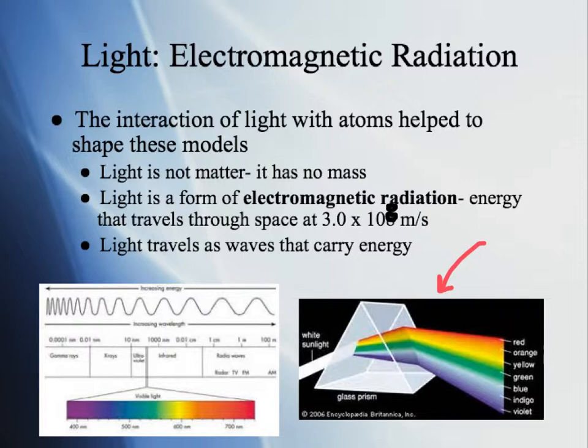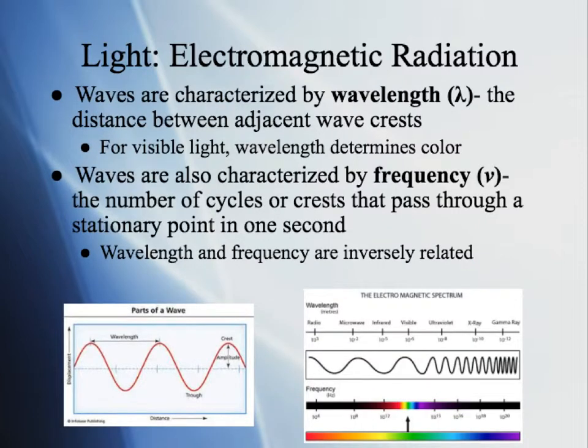So we're going to take a look and talk about the characteristics of electromagnetic radiation, the electromagnetic spectrum, and light. All right, so we said that light moves in waves. Okay, and so waves are characterized basically by two properties, wavelength and frequency. Okay, and wavelength is the distance between two adjacent wave crests.